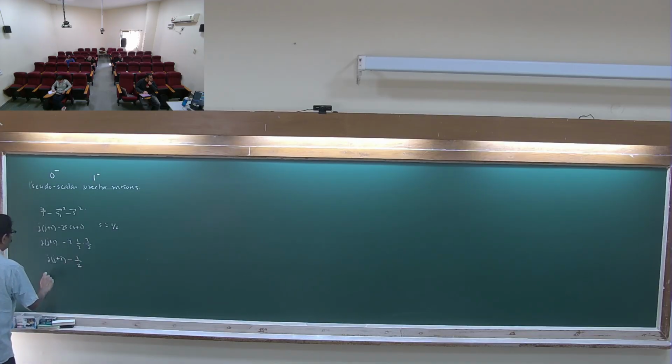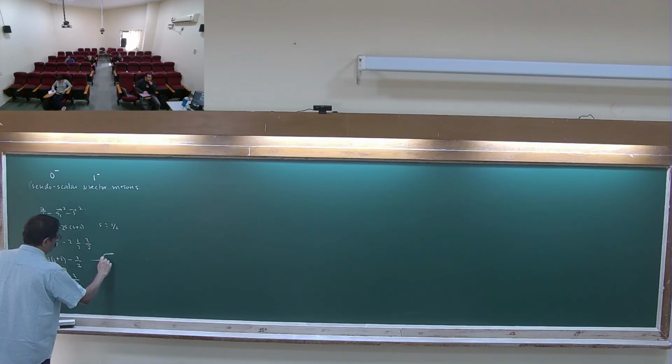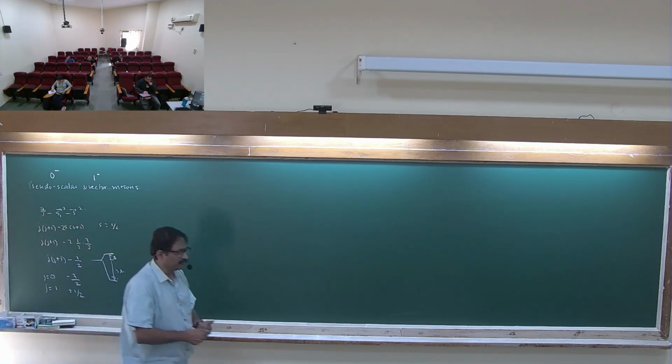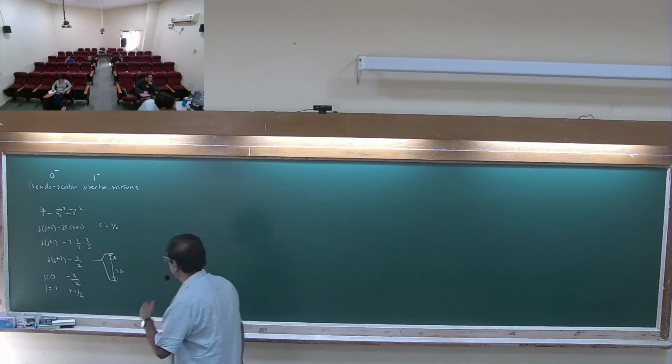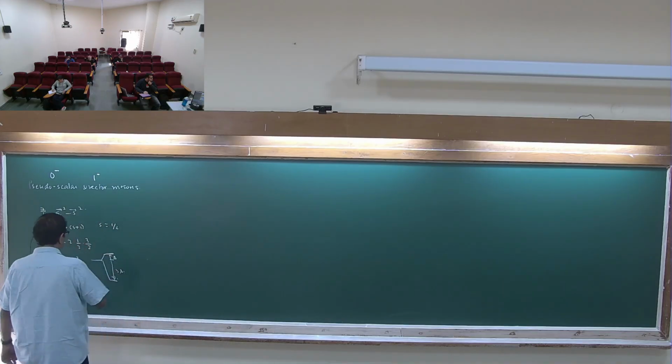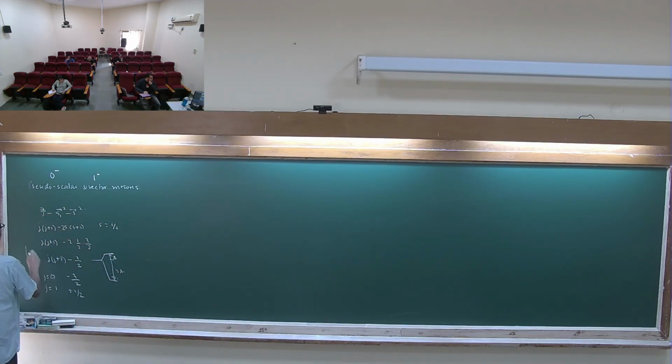So for j equals 0, you get a minus 3 by 2, and for j equals 1, you get a plus half. So the ratio of the splitting is like this. So this is delta over here, and delta like this, and this is 3 delta. This is the same formula that also showed up in the hyperfine splitting and in the 21 centimeter line.